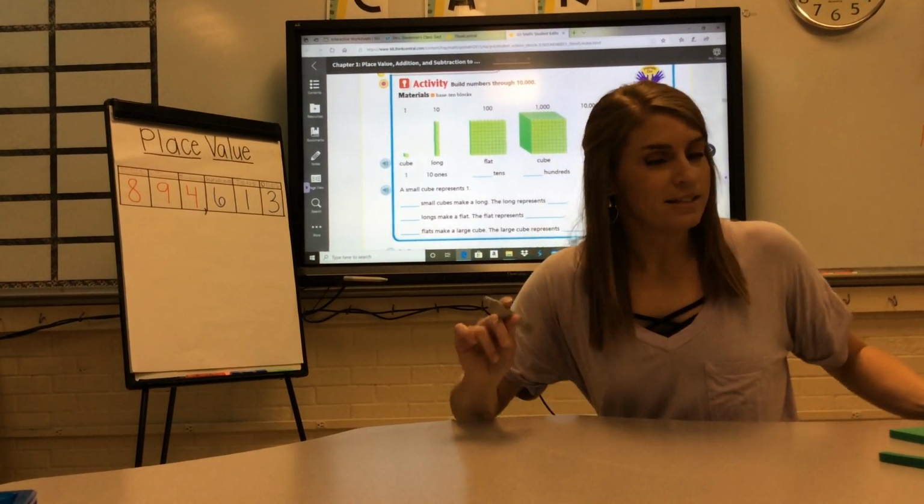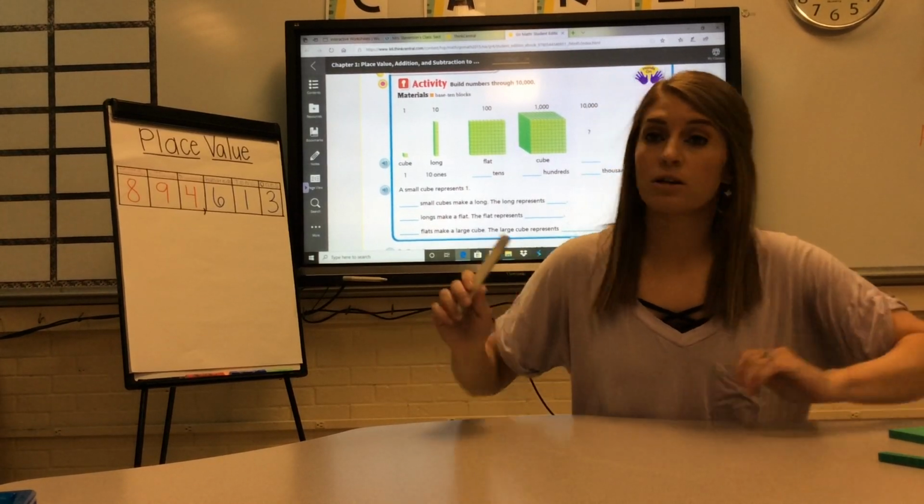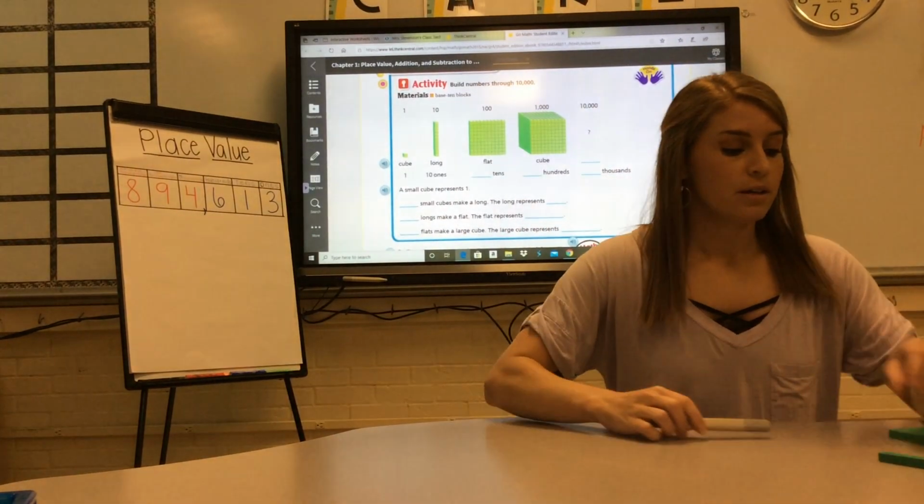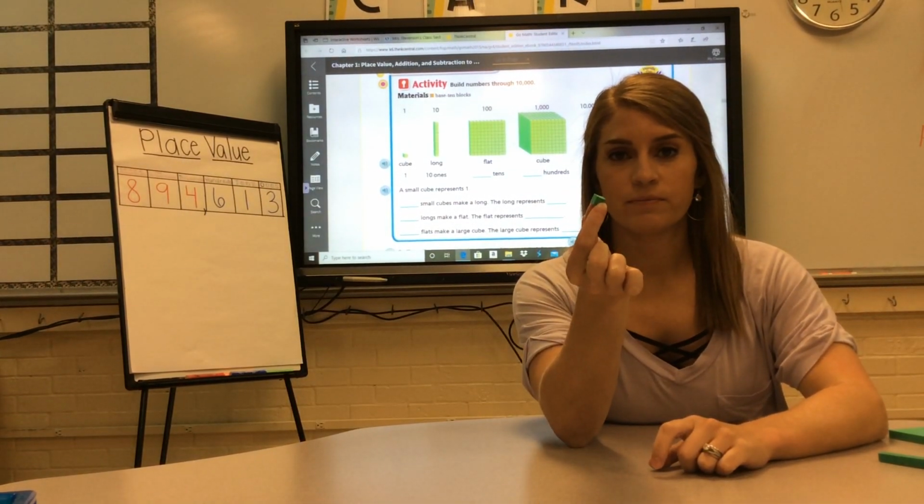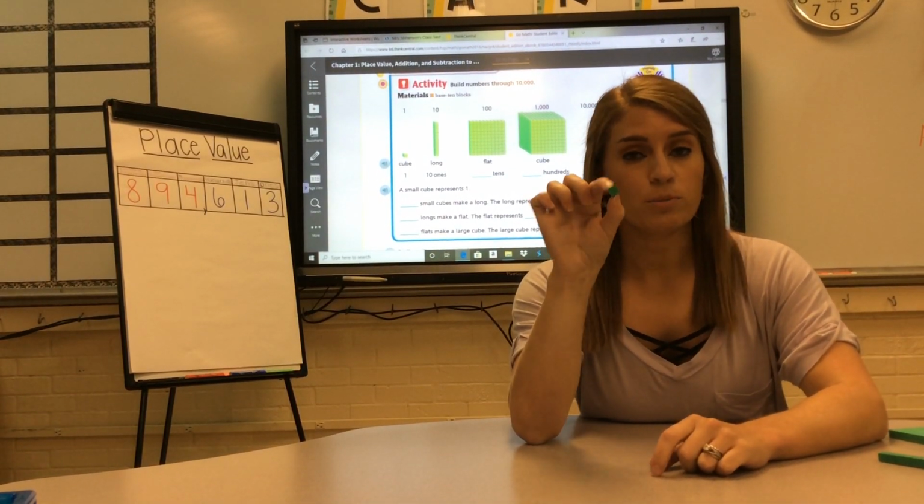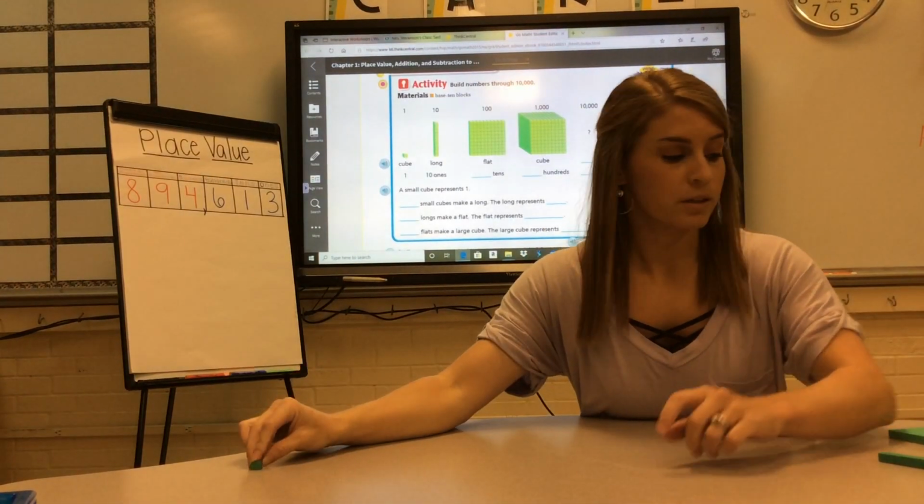Guys, all right, let's get started with Chapter 1 Math. We're going to be talking about place value. Let's start with some of these 10 blocks. What does this represent? Right, this cube represents our ones.